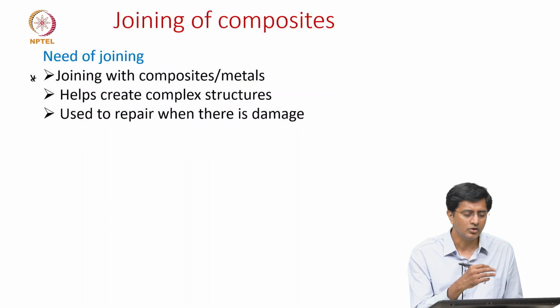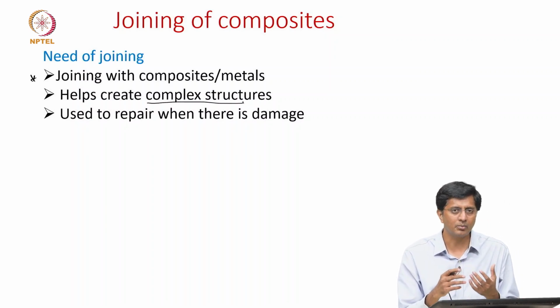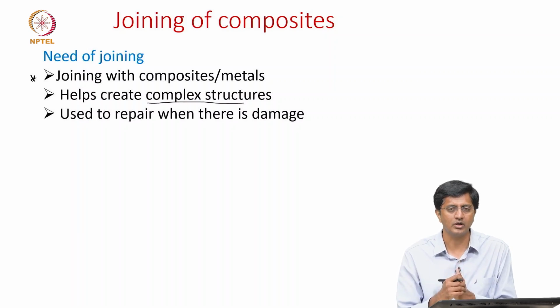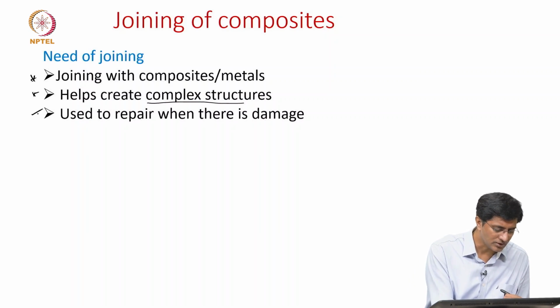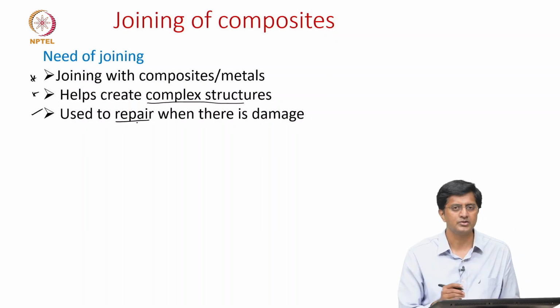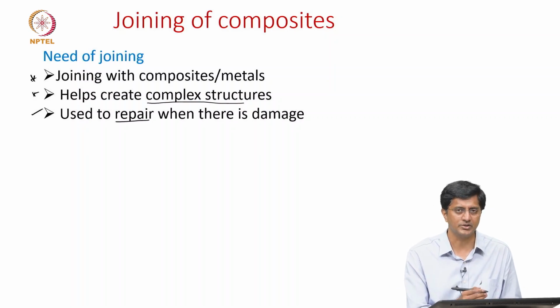Then joining also helps us to come up with complex structures which cannot be designed or manufactured in a single component. So this gives you design flexibility so as to come up with more efficient structures where a complex structure is the only way to solve the problem. And lastly, joining is also used in repair. So let's say maintenance notices a damage, how do we fix those damages? One of the solutions is to repair using joining methods.